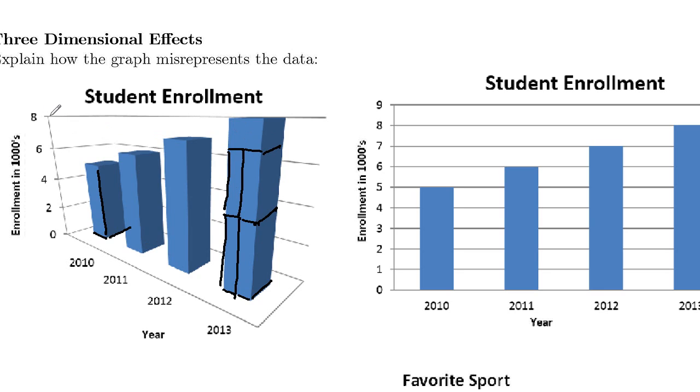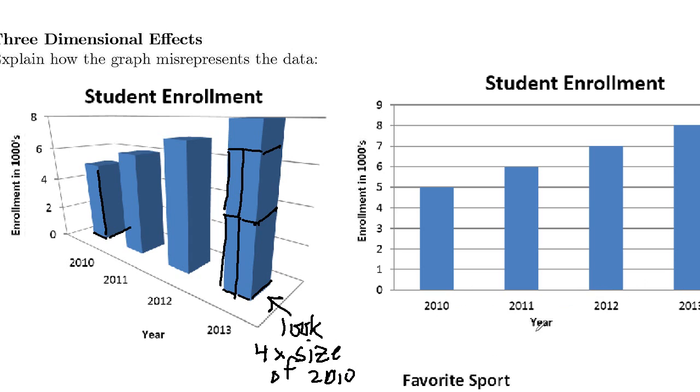But look, that lines up with 8. This one lines up with, looks like maybe 5. So 8 is looking like it's 4 times as big as 5. That's no good. So we get three-dimensional distortion there. So we're seeing that this looks 4 times as big. Four times the size of 2010.